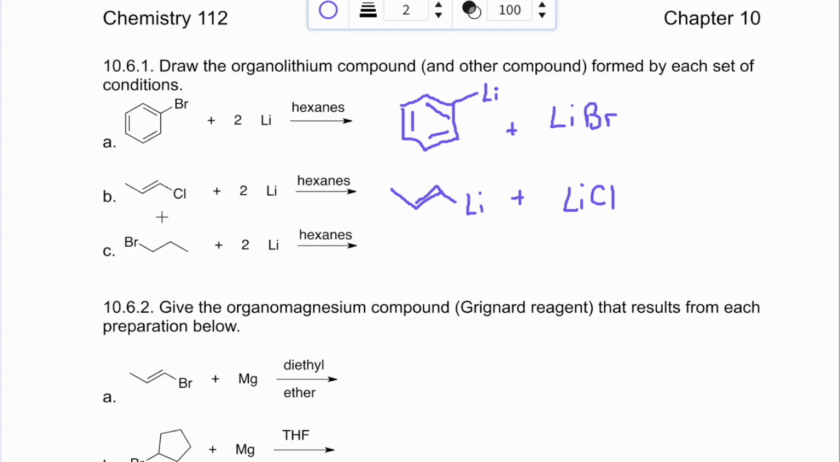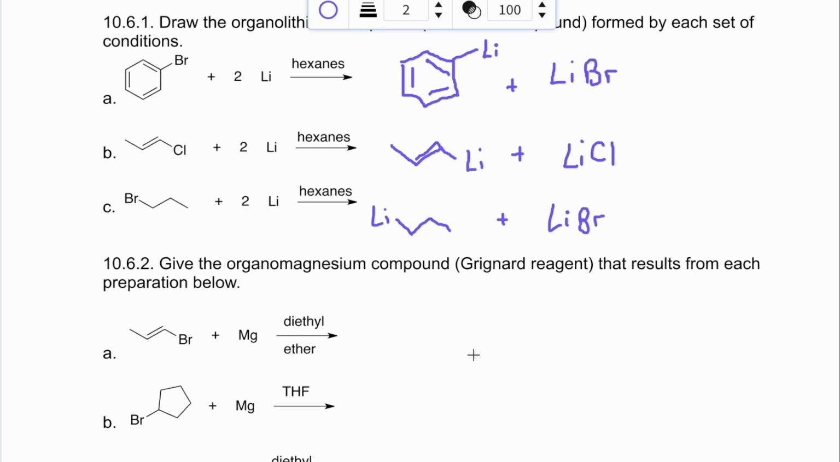It also works with a vinyl halide. This chlorine is attached to a sp2 hybridized alkene carbon, and it also works with an alkyl halide. So we'll put this over here. Okay, and the main reagent that we are concerned with is the organolithium compound, not the salt, the lithium chloride or lithium bromide side product that is created.